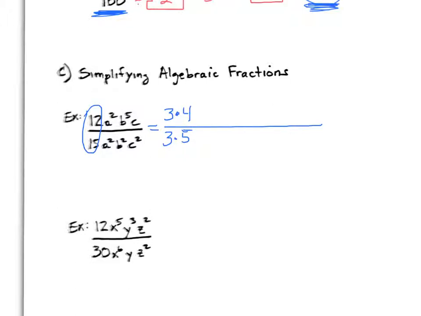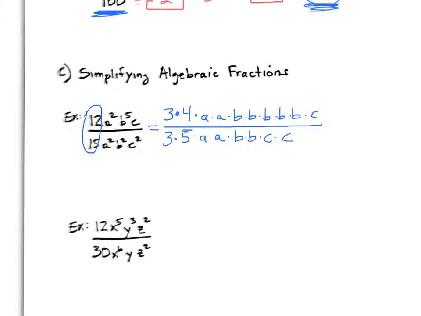A squared means A times A. B to the 5th means B times B times B times B times B. And then C. Now underneath I had 15, okay, and then I have A squared, so that's times A times A. And then B squared, so there's B times B. And then times C squared.